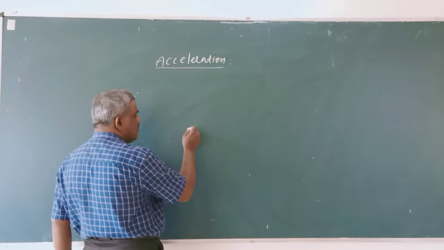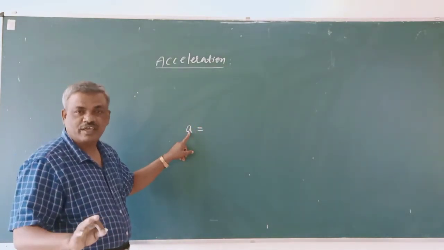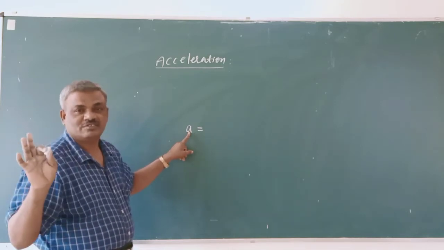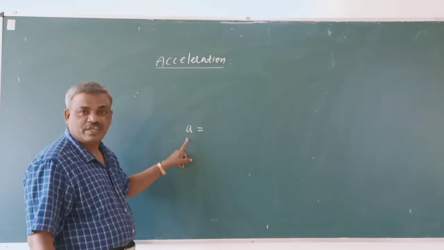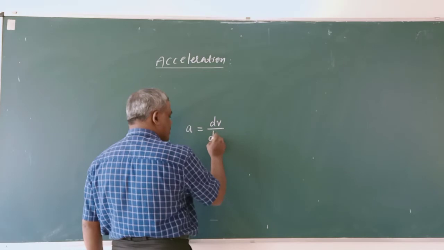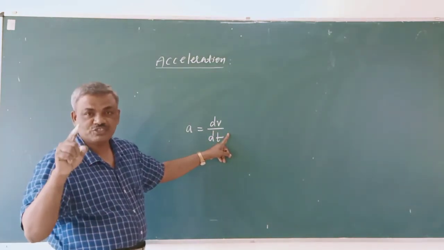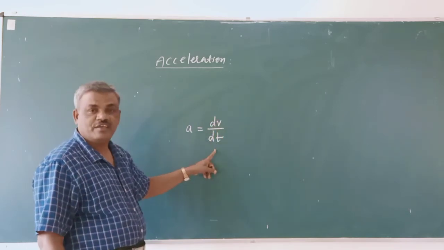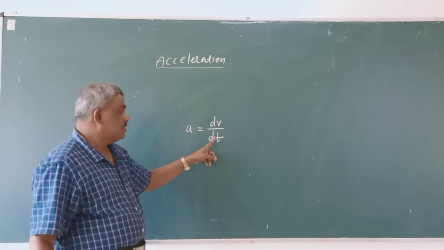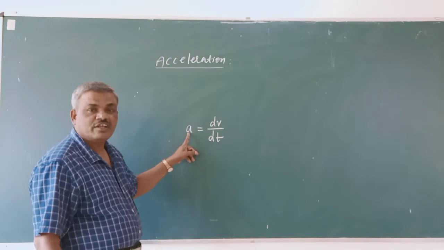Acceleration symbol is small a, not capital A, and do not mention any other symbols. So now your acceleration symbol a equals dV by dt. dV by dt is a very important mathematical formula. It is a mathematical differential formula, dV by dt. Now the statement definition here: the rate of change of velocity is called acceleration.